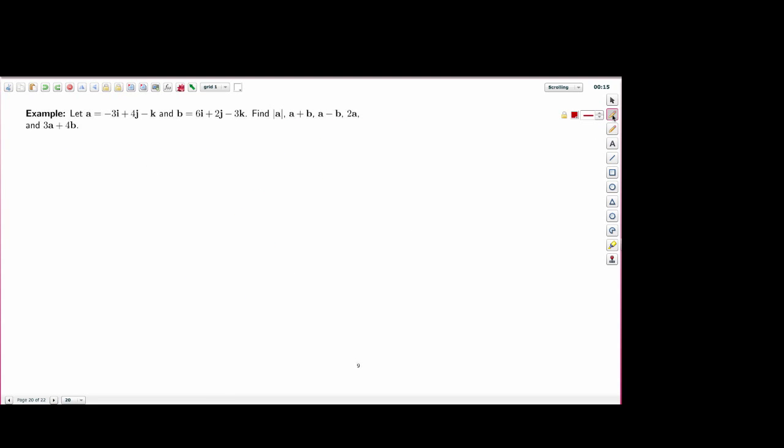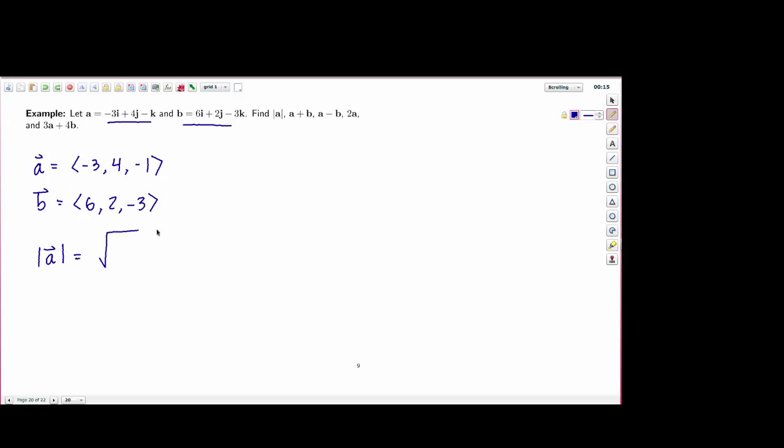Okay, now let's do an example in 3 dimensions. So here we have A is -3, 4, -1. To make sure we understand the notation, this means -3, 4, and -1 are the components. B is the vector 6, 2, -3. And you can either leave it in your IJK form or just write it out in component form, whatever way you prefer. So the first thing we need to find is the length or the magnitude of A.